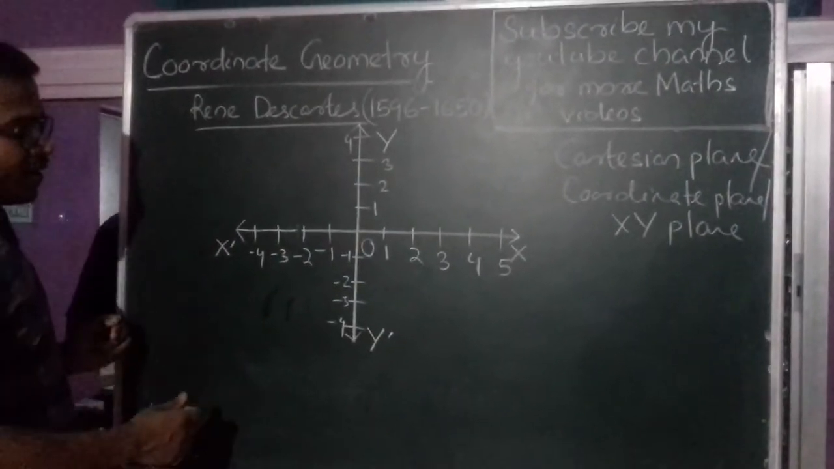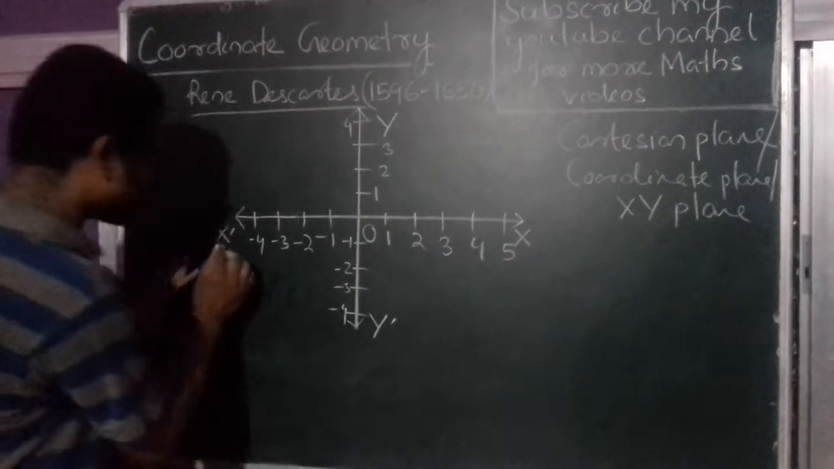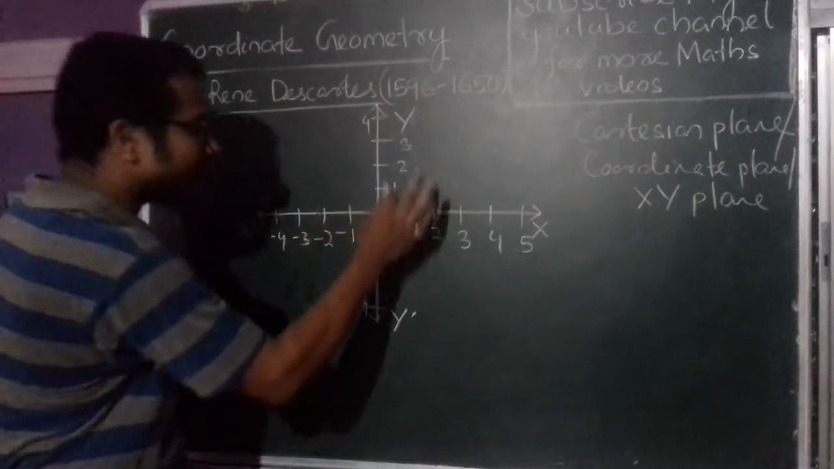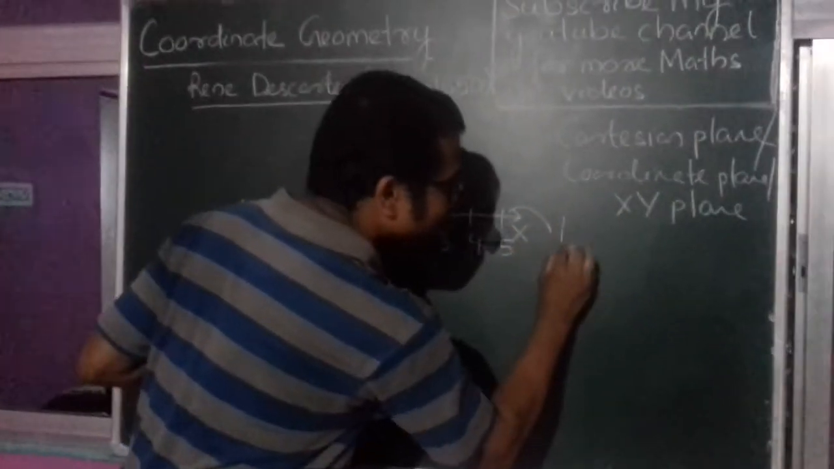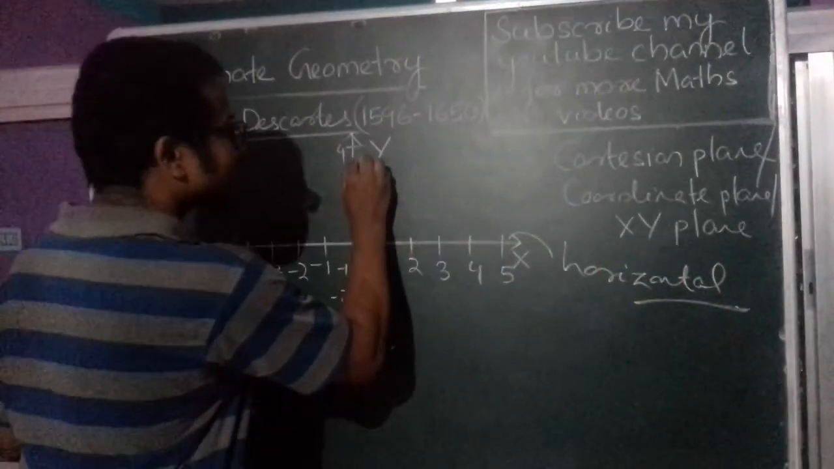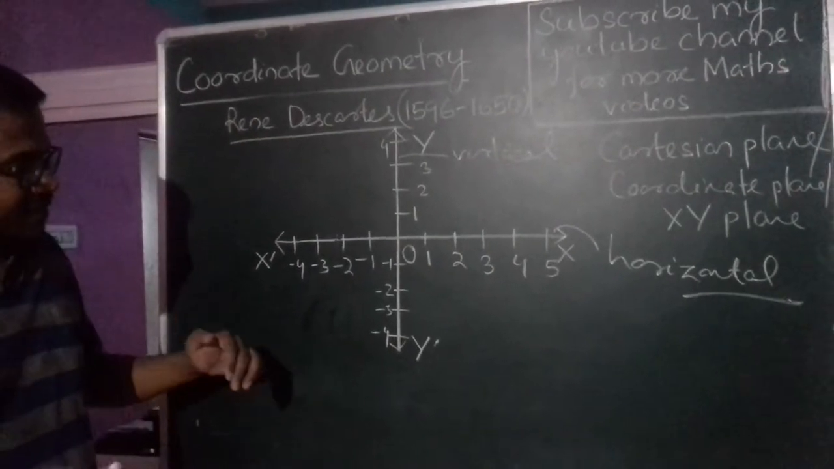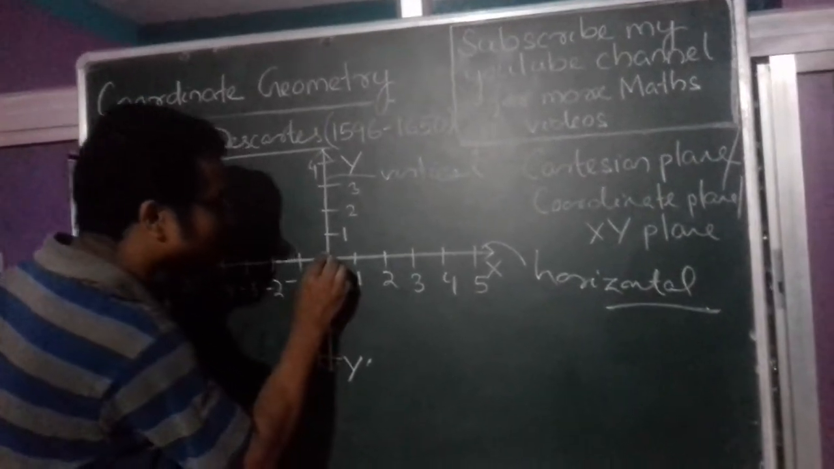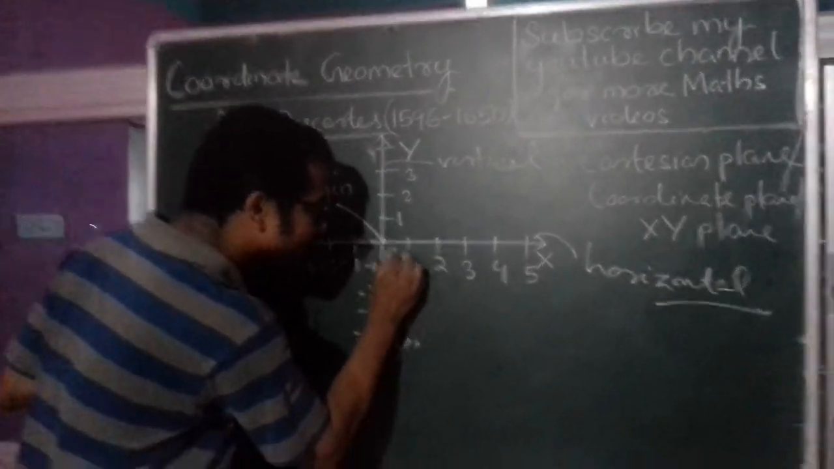You see, I was telling you about two lines. This is one horizontal line, you can see X'OX. This is a horizontal line. YOY' is a vertical line. So students, this is our horizontal line and this is our vertical line. When these two lines cross each other, they meet at this point, and this point is known as the origin. We normally denote it as O.